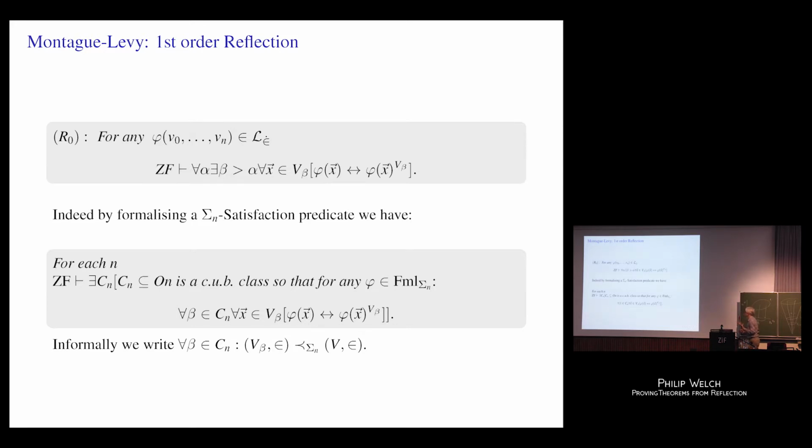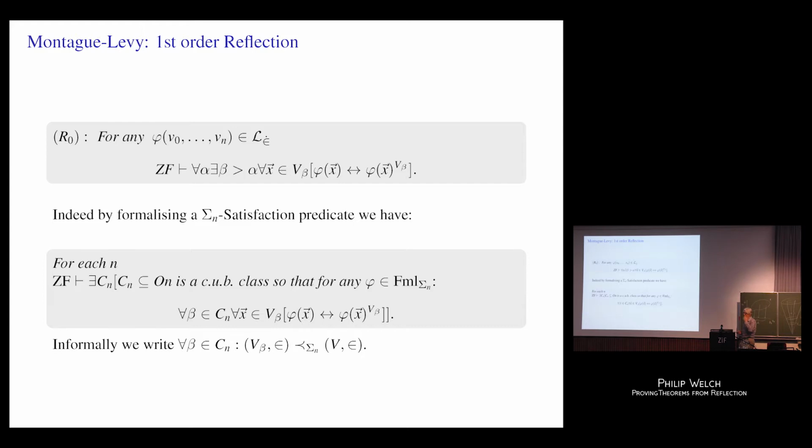So this is Montague-Levy reflection, 1959, 1961. It says that if you take an ordinary formula in the language of epsilon and equals, in fact, you do have reflection. It's actually a theorem of ZF that for any formula, you can find arbitrarily large betas such that V beta reflects the truth of the matter in V about its members. So it's correct as regards phi about its members. So it's a theorem. There are no assumptions there.